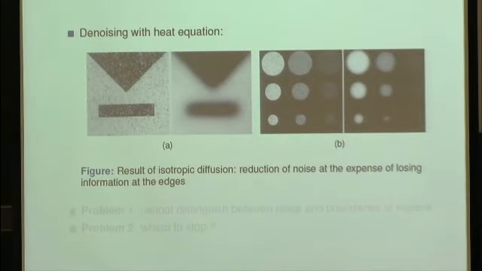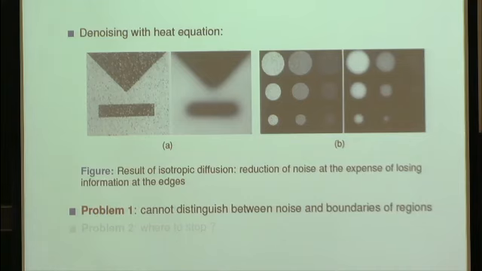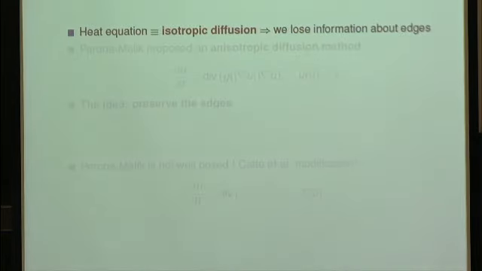So, heat equation, basically everybody likes heat equation. So here you have this image f and you run the heat equation, you get something like this. The problem with heat equation is that it denoises, but of course destroys all the edges, right. So the edges are gone, but the noise is also gone, right. So the problem here is it cannot distinguish between noise and boundaries of the region. You do not know where to stop, because it will keep on blurring the image. The reason that it does that, it is an isotropic diffusion, we lose information about the edges, right.